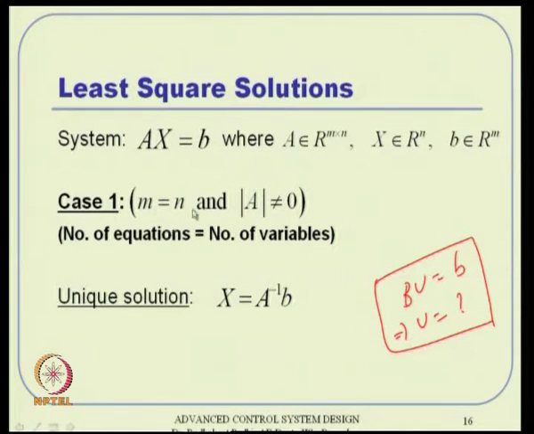Now, case 1 is where we concentrate on m equal to n. Then what happens? That means the number of variables is equal to the number of equations, and on top of that we are assuming the determinant of A is not equal to 0. Then the solution is very straightforward. We have seen that many times, that is nothing but x equal to A inverse B. So, if you start with Ax equal to B, you pre-multiply both sides by A inverse.